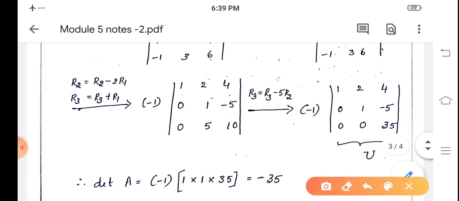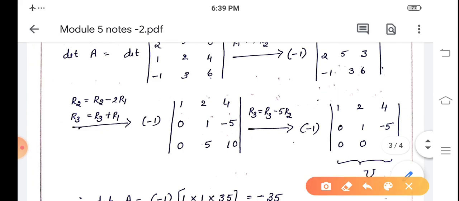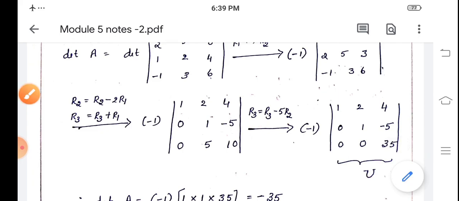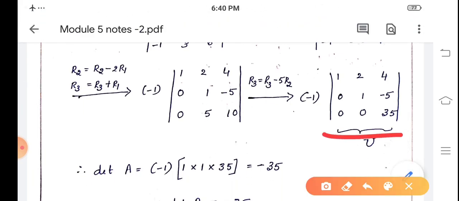So again we require row operation for the last row to make this entry 0. Here we are using row operation R3 is equal to R3 minus 5 times R2. We are adding scalar multiple of second row to the third row. Then there is no change in the determinant value. That is minus 1 into determinant of 1, 2, 4, 0, 1, minus 5, 0, 0, 35.